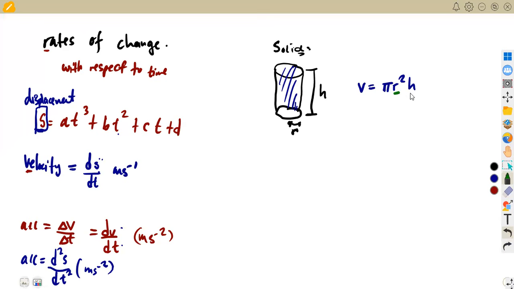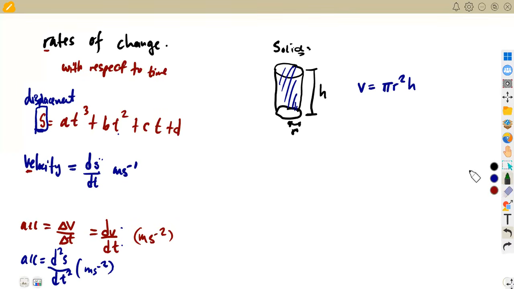We've got the radius, we've got the height, which affects this volume, where pi is a constant. So what can affect the volume of a solid, which is the cylinder? It can be the radius or it can be the height. If we change the height, the volume is going to change. If we change the radius, the volume is going to change. But pi is a constant, so this value is not going to change.